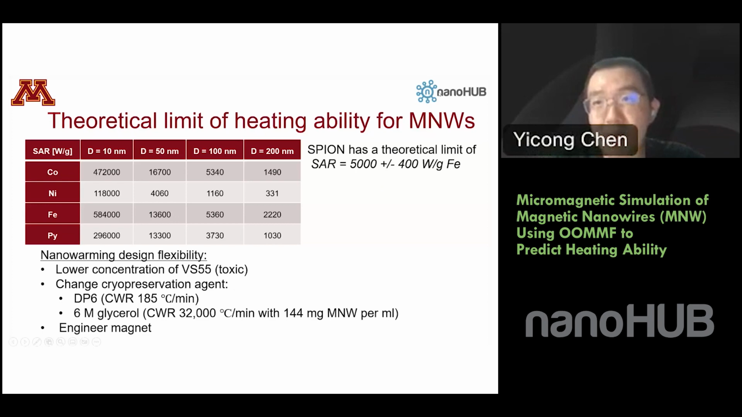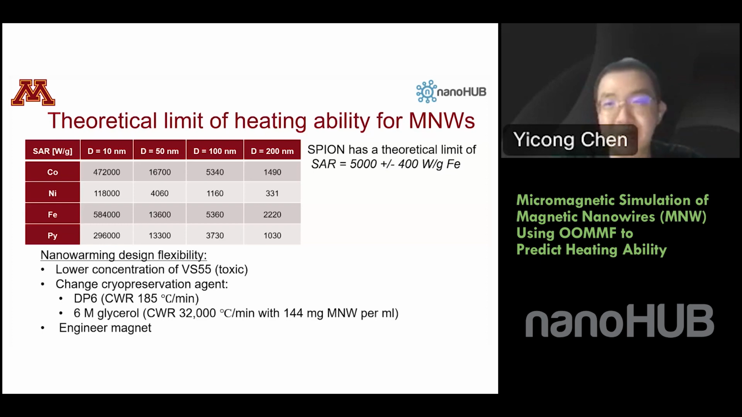Is faster warming rate better for this process? Yes, because to rewarm the cryopreserved organ, we want it to be very fast because we want to avoid partial crystallization of the organ, which is fatally damaging for the sample. So yes, for the nanowarming of the cryopreserved organ, a fast heating rate will be better.